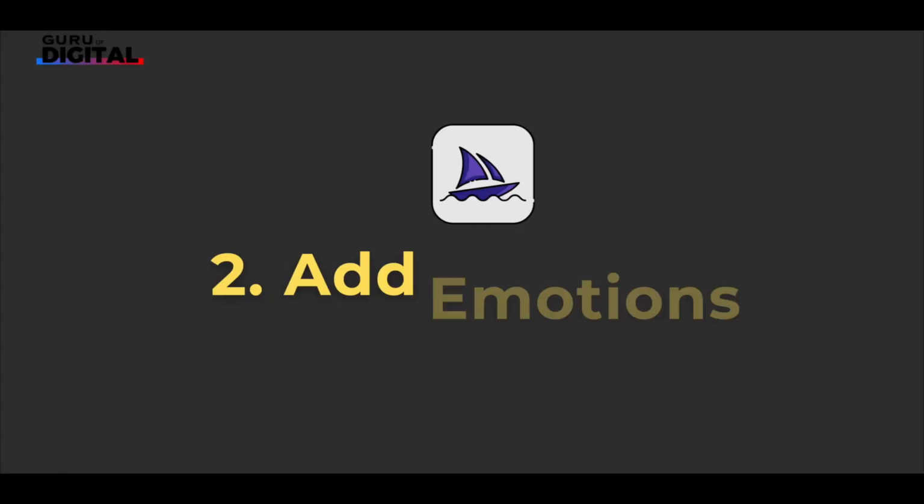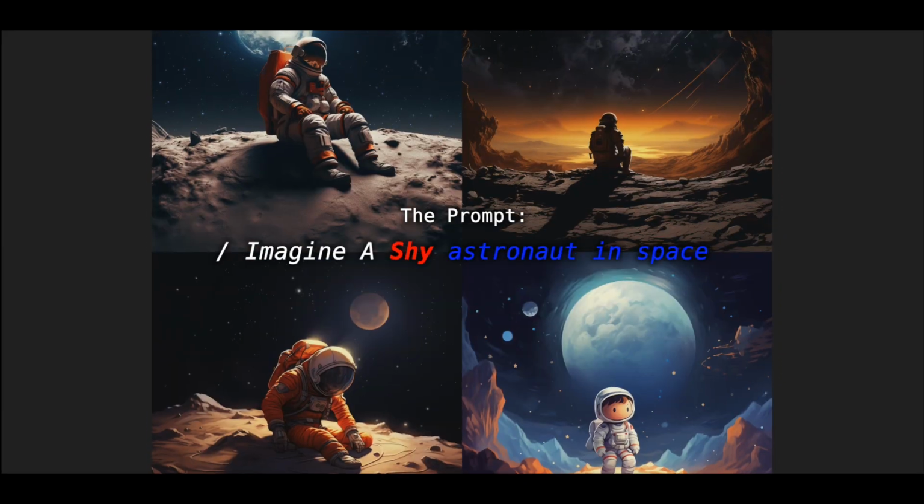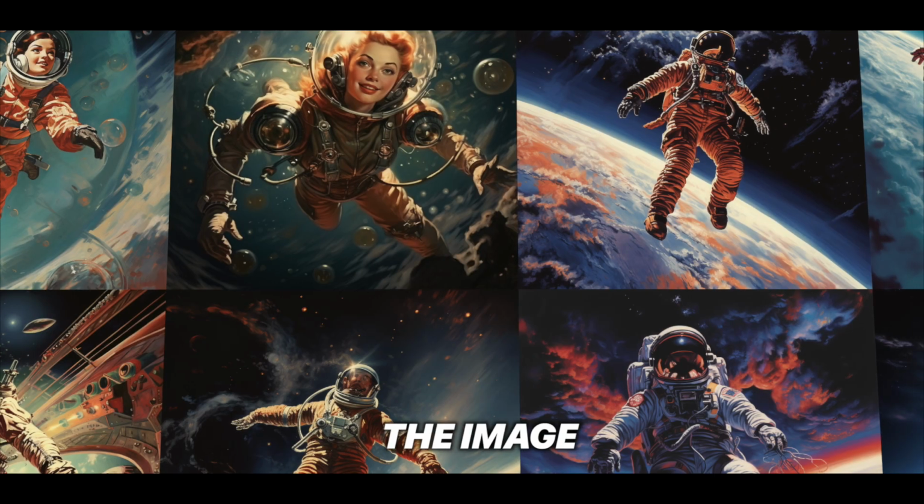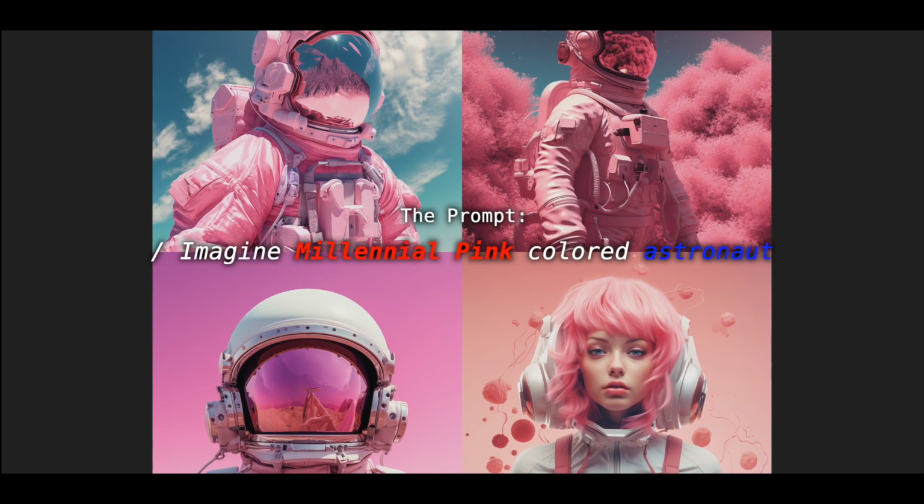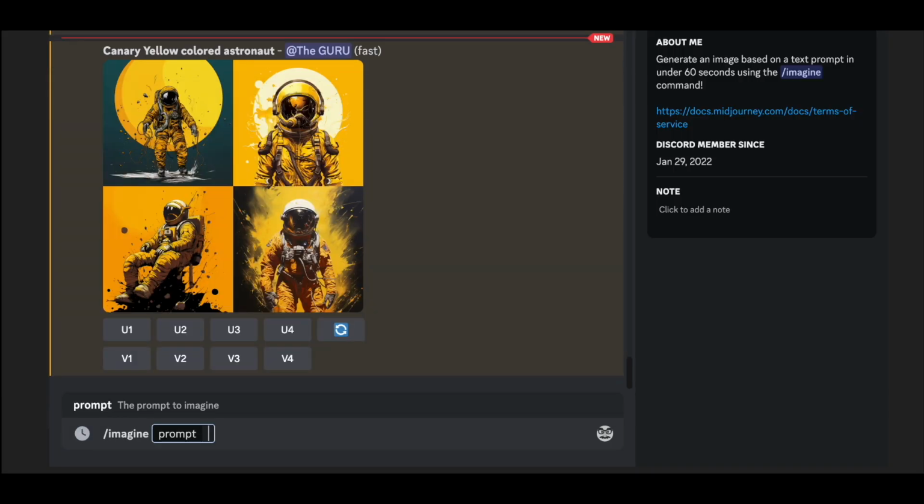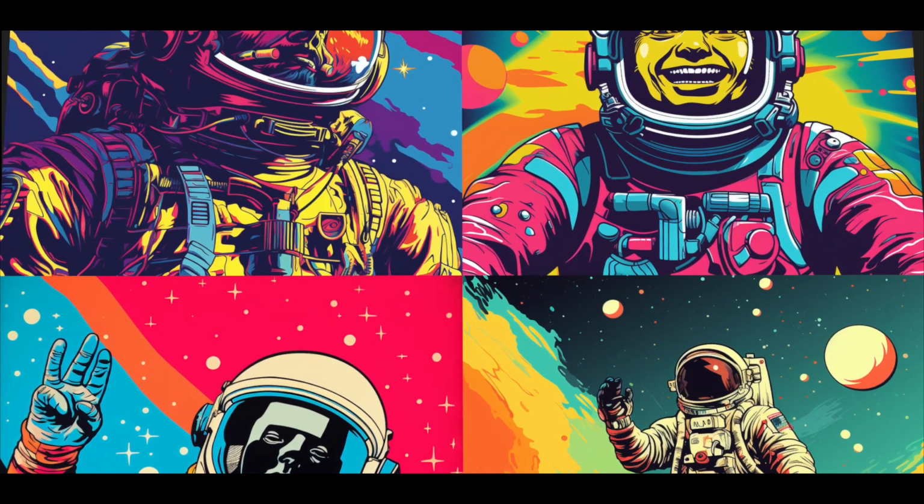Then, you'll need to get even more specific. More precise words and phrases will help create an image with exactly the right look. You can add emotions to give characters personality. You can type happy, sleepy, embarrassed, or shy. You can also add a specific decade, for example, the 20s or the 80s. This can give the image a different perspective. And even to get crazy colors. Ask Midjourney for a millennial pink-colored astronaut, or day-glow, or green-tinted, or maybe canary yellow. You can try and go as far as you want with your prompts. Selecting and adding each of the elements will bring you a better and more accurate result. That's what I like about Midjourney. Even if you master the tool, you'll get something slightly different every time.